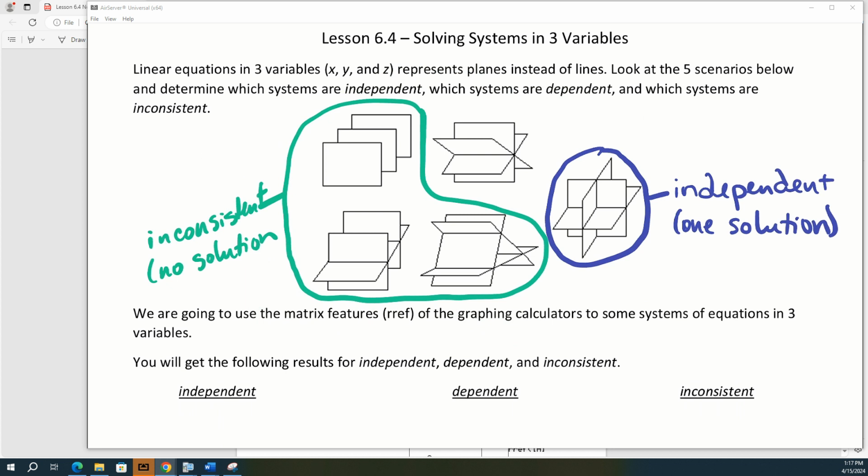Right? And then this last one, they do all cross, and they all cross at the same place. But that place is not just a point. That place is a line. So that's going to be infinitely many solutions. So they have many points of contact? Yes, infinitely many points of contact. That's a dependent system, and there are infinitely many solutions.